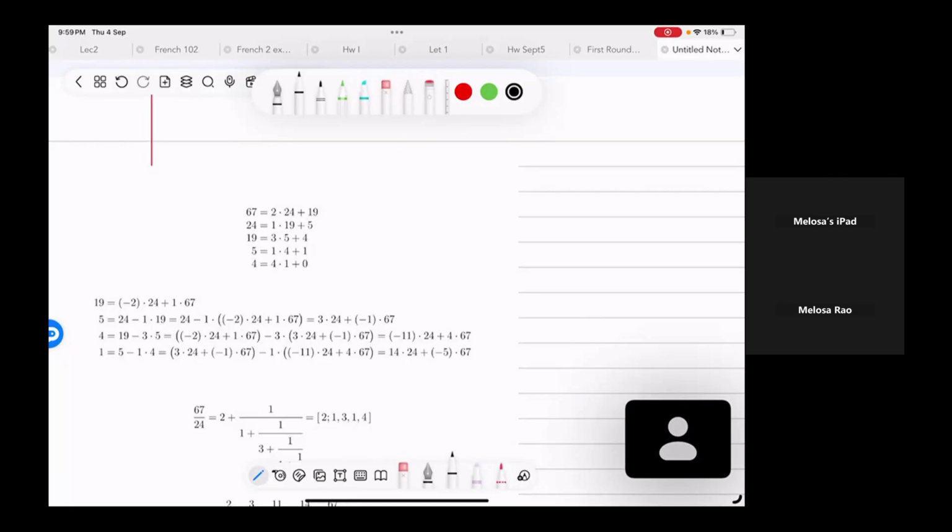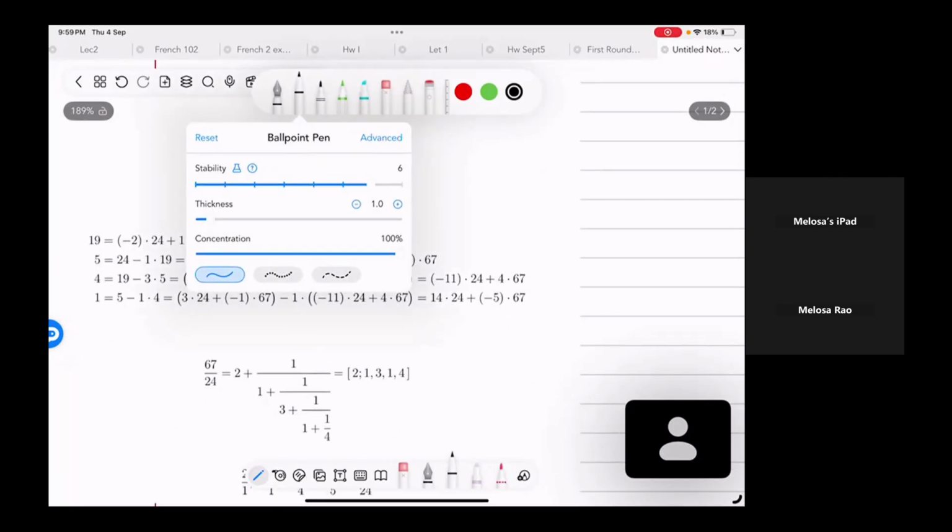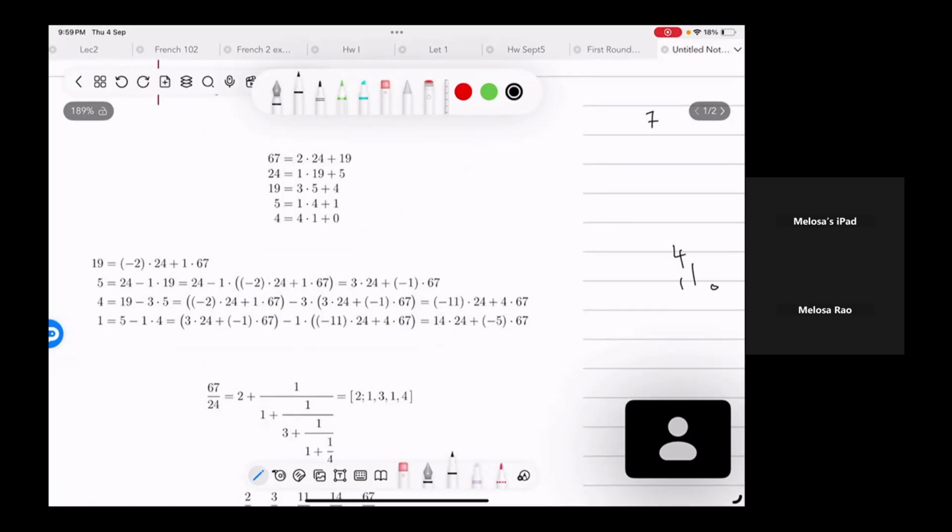Hi. So today we're going to be looking at the first page of the mysteries, and it's kind of obvious that we're looking at Euclid's algorithm. So here, what we're simply doing is computing the GCD of 67 and 24, using the process.